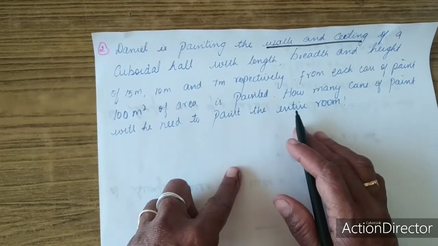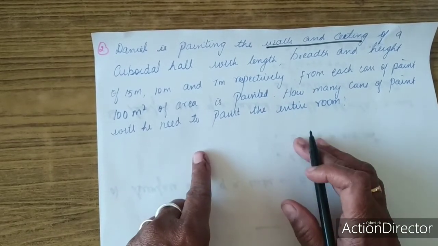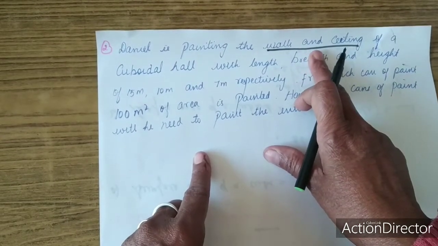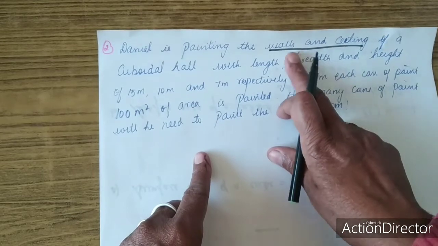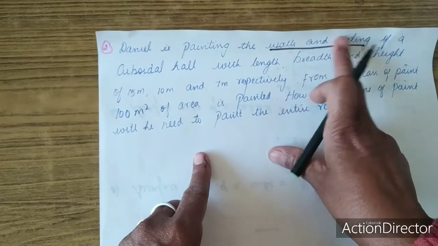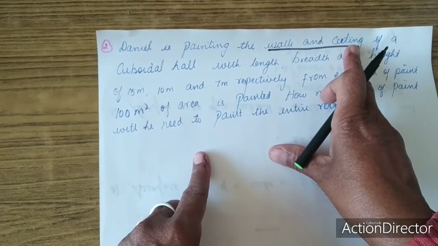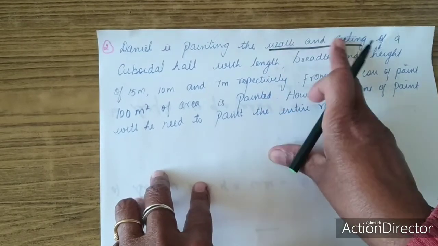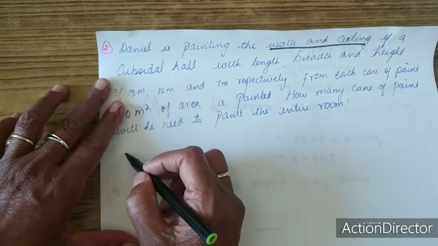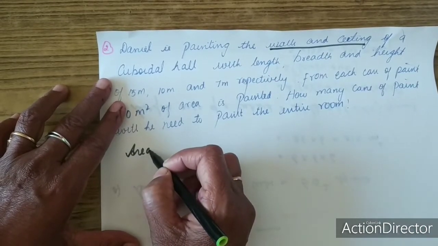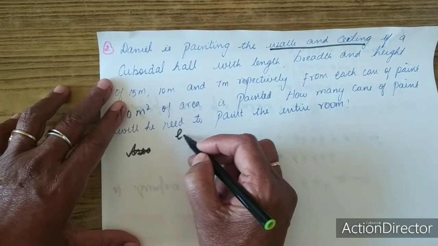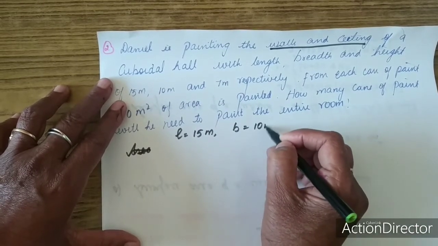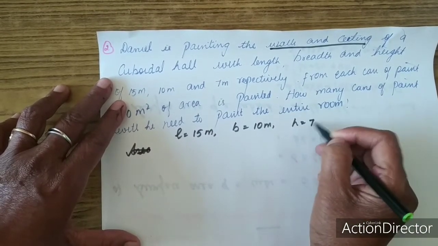For finding the number of cans needed, first we should know the area of the place he is going to paint. He is going to paint only the walls and the ceiling of the room. So we have to find the area of the 4 walls and the ceiling. First always write what is given. Length is equal to 15 meter, breadth is equal to 10 meter and height is equal to 7 meter.